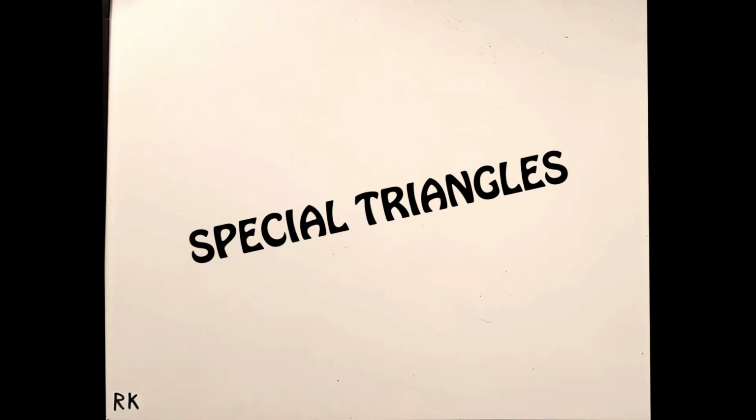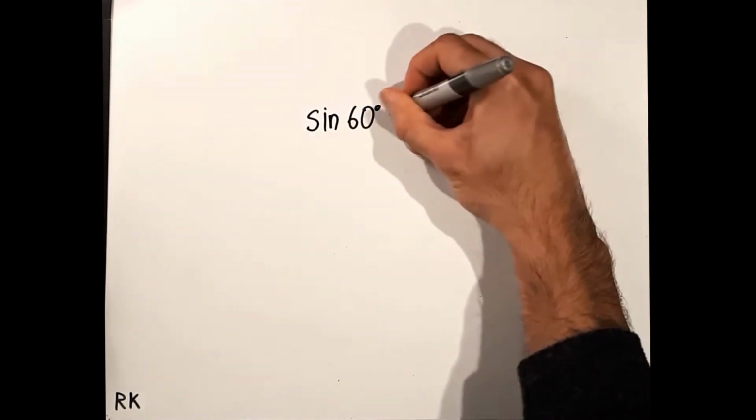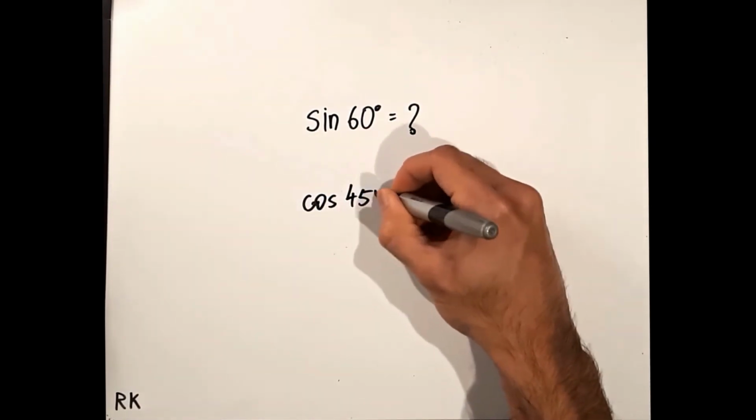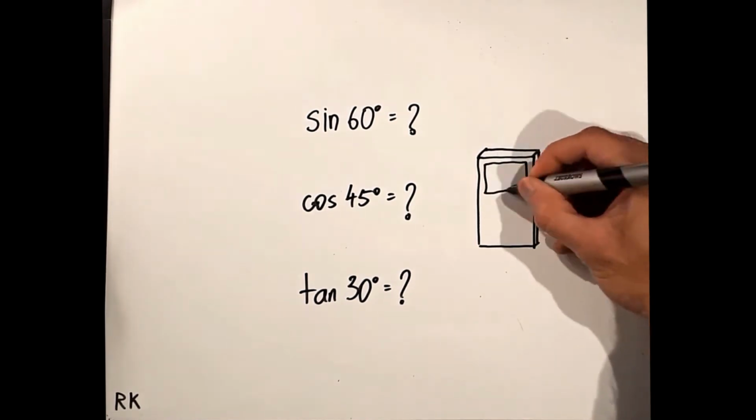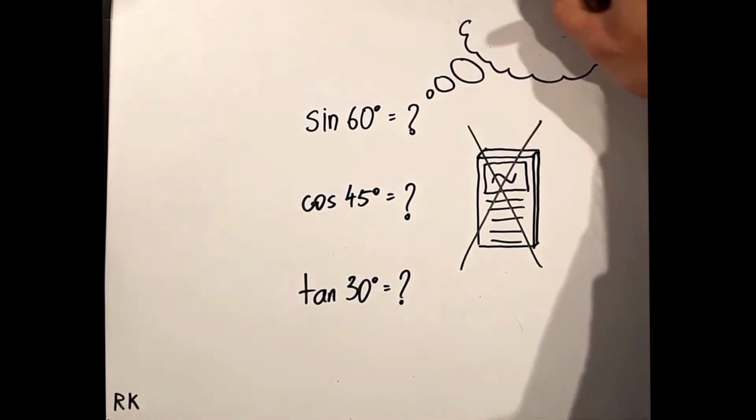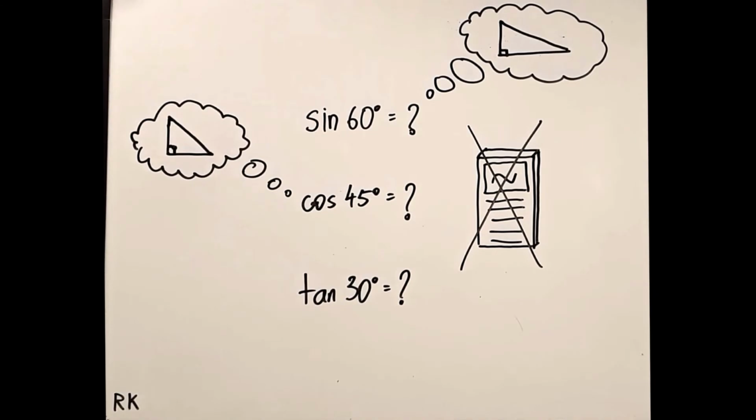Today we'll learn about the special triangles. Let's say you're asked to evaluate one of these expressions: the sine of 60 degrees, cos of 45 degrees, and tangent 30 degrees. Usually we could just use a calculator to work these out, but there will be times when you are expected to do this by hand. That's when the special triangles become useful.